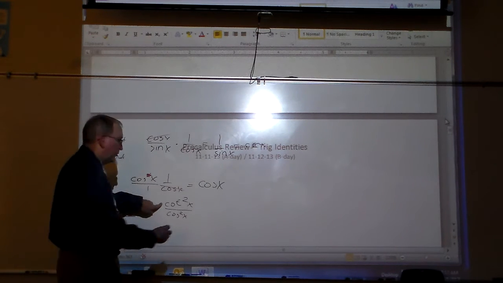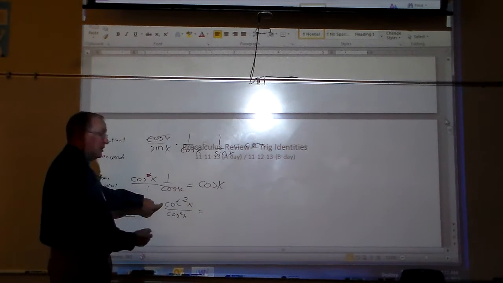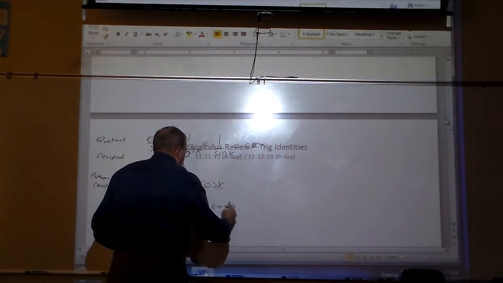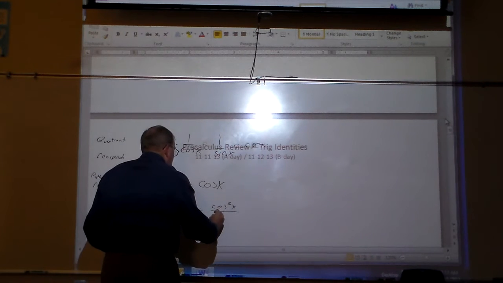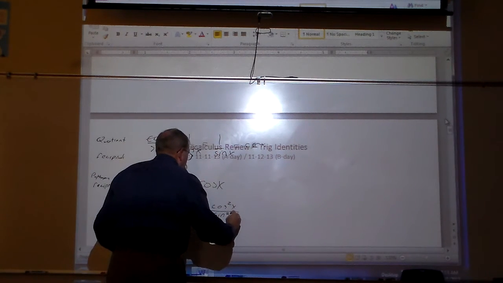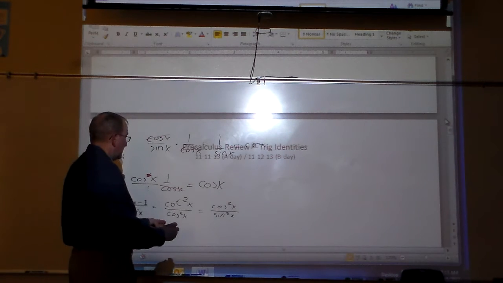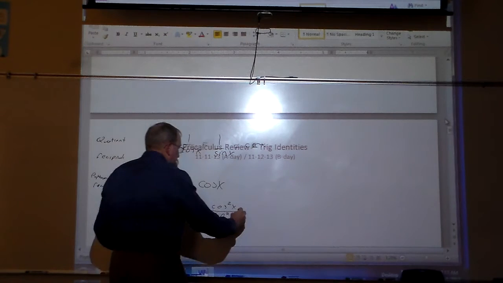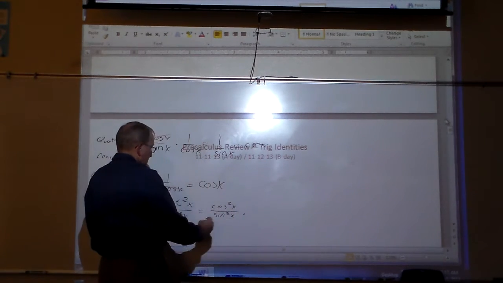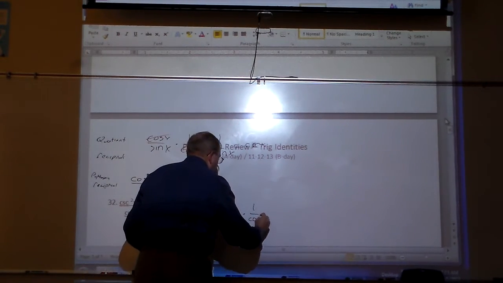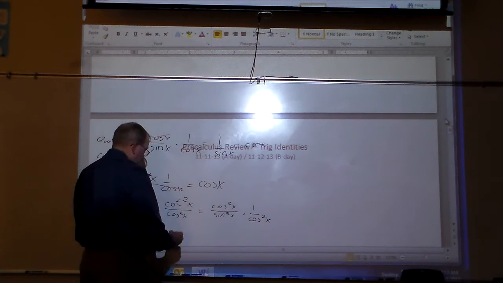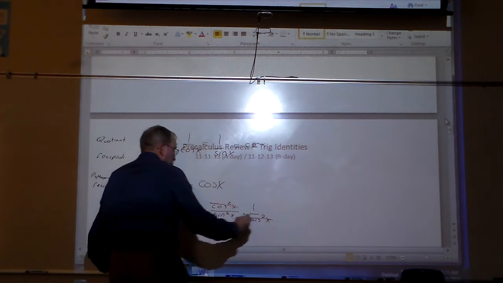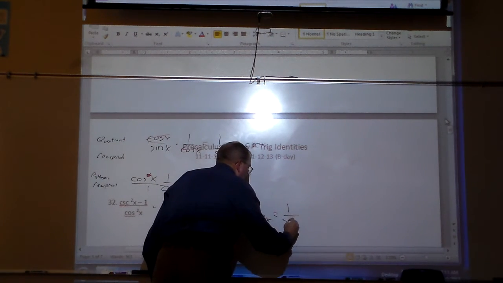Cotangent squared x will be the same thing if I use my quotient one, writing things in terms of sine and cosine, will be cosine squared x over sine squared x, and I'm dividing it in a sense by cosine squared, which would be the same thing as multiplying it by the reciprocal, which would be what? 1 over cosine squared. That's how you divide fractions. Guess what's going to happen to the cosine squares? We're going to cancel out, giving me 1 over sine squared.